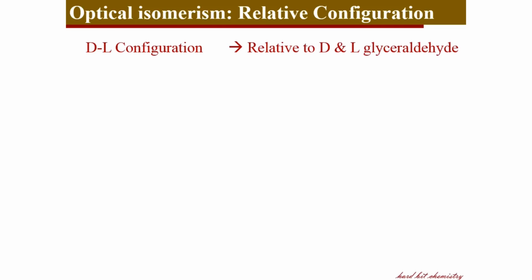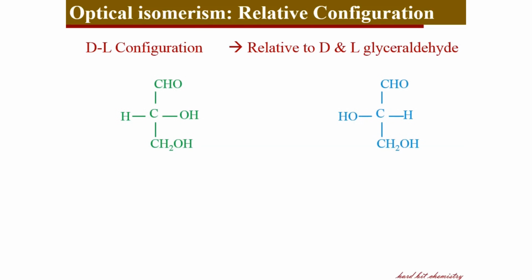Here in the relative configuration, the configuration of the given molecule is related to the configuration of the glyceraldehyde molecule. That is, glyceraldehyde is taken as an arbitrary standard. Here, the first form is arbitrarily assigned as D-glyceraldehyde and the second one as L-glyceraldehyde. Then for a given molecule, you need to look at the chiral center.